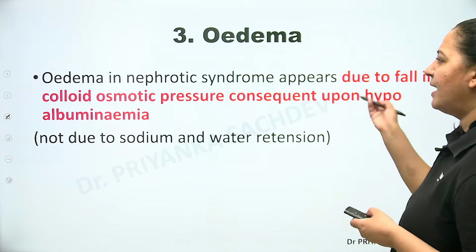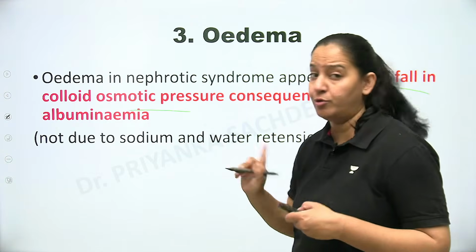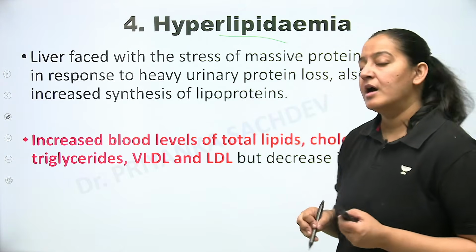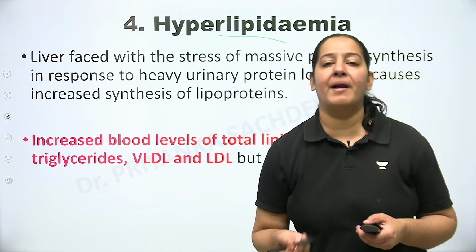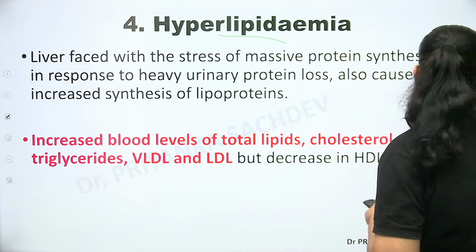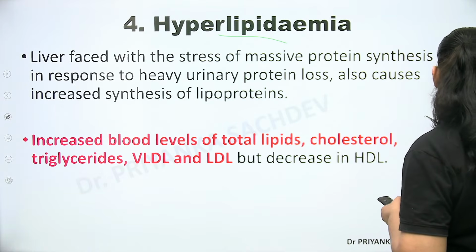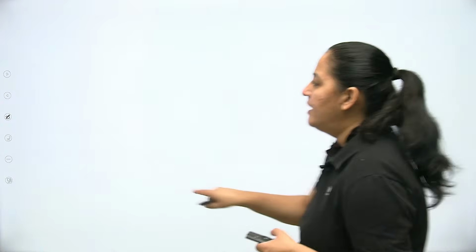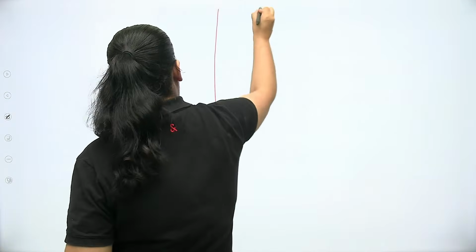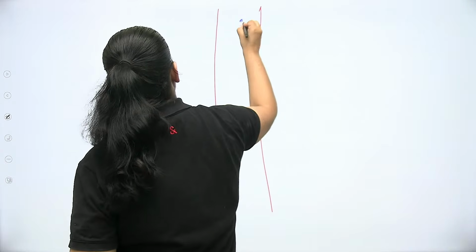Edema is there. Edema is severe and it is due to fall in osmotic pressure, not due to sodium water retention like in nephritic syndrome. The next is hyperlipidemia. Now, why do lipids increase in blood and urine in a patient with nephrotic syndrome? What is the reason? So you tell me from where protein comes in blood. Let me draw a blood vessel. Inside the blood vessel, can you tell me the source of the protein?